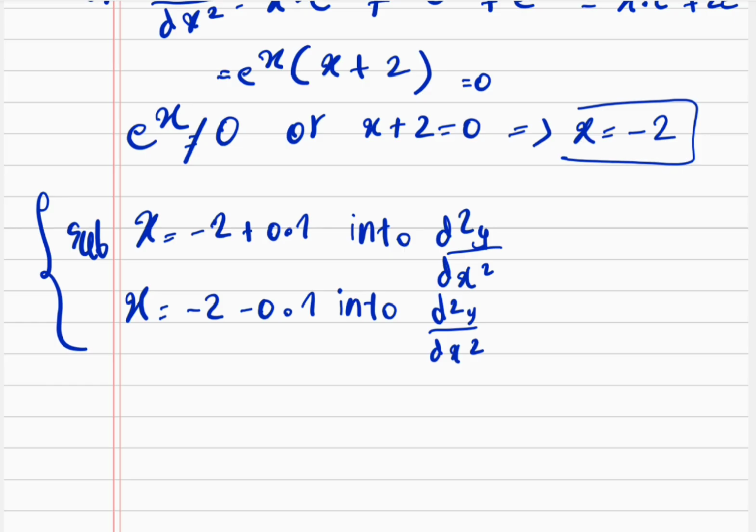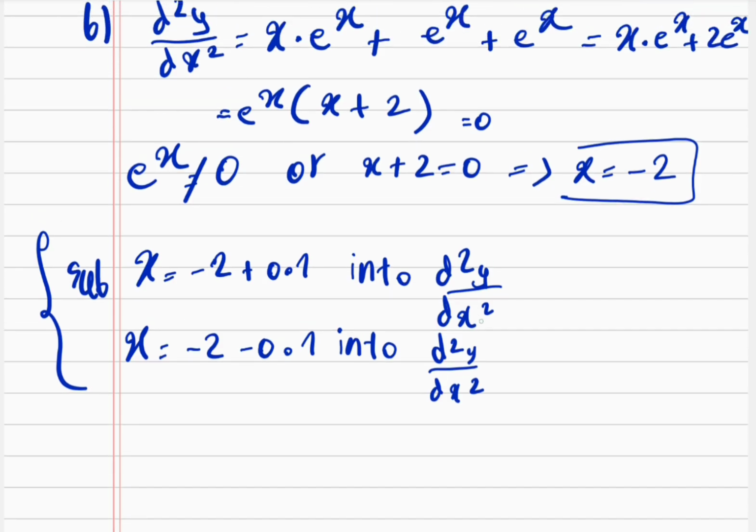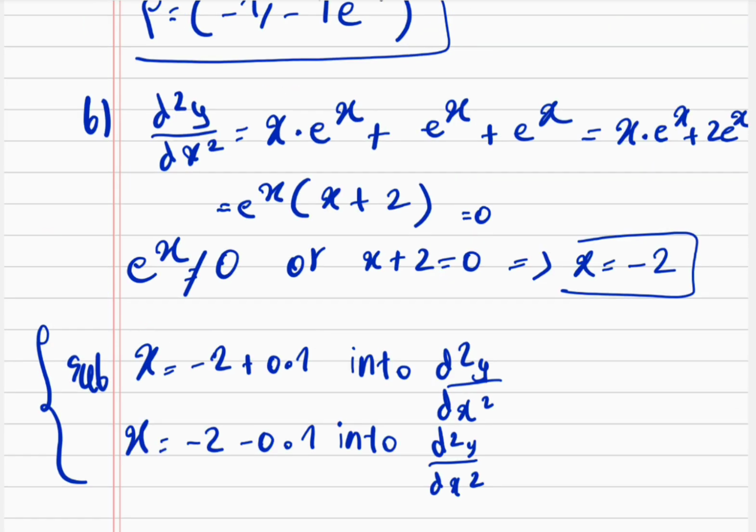Okay, in this case, it's all about substituting these values and just finding the sign of d squared y by dx squared. So you don't even need to write down the exact value. You can if you like, but the sign of them is very important. So we want to know which one gives us a negative sign, which one a positive sign. Right. So when we have minus 2 plus 0.1, we are going to get a positive value. And when we have minus 2 minus 0.1, we get a negative value.